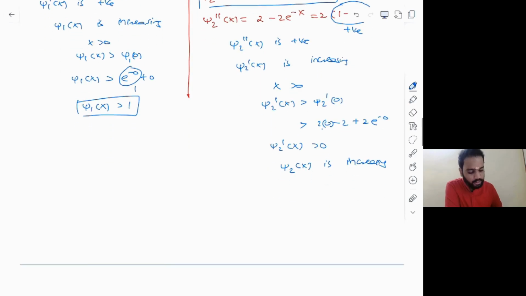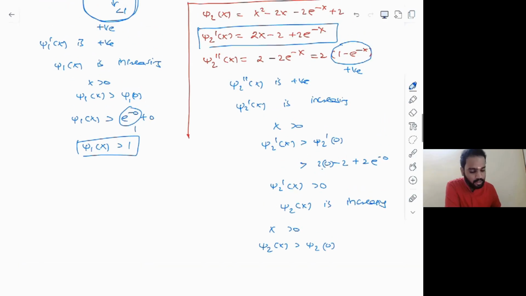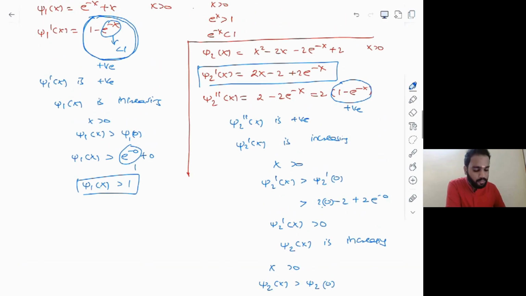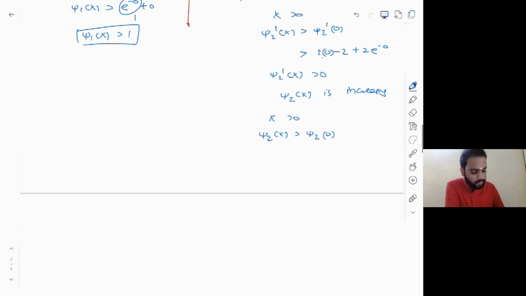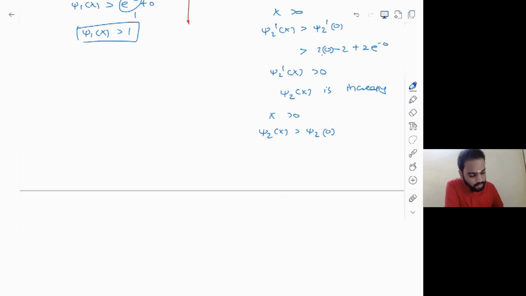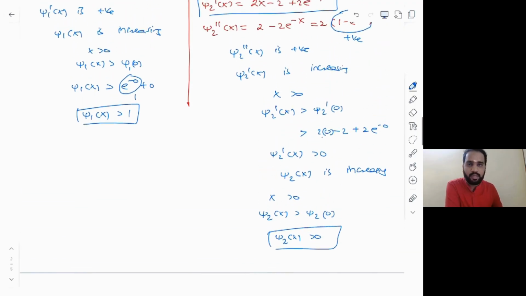It's an increasing function. Once again, if it is an increasing function for x greater than 0, I can say that psi2 of x will be greater than psi2 of 0. But look at the function psi2 of x here. If you put x equal to 0, what are you going to get? Look at this one. I'm going to write it here. Psi2 of 0 will be 0 minus 0 minus 2 plus 2, which is again 0. So psi2 of 0 is clearly 0. So finally what you can see is psi2 of x is greater than 0. So this is the conclusion for psi2 of x.